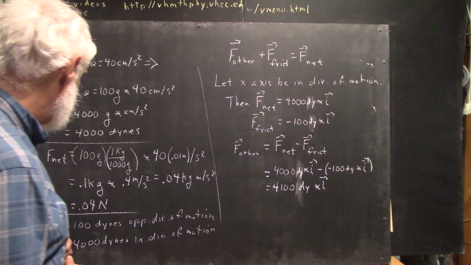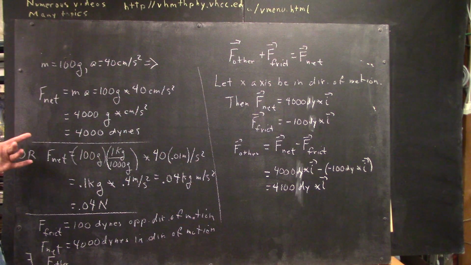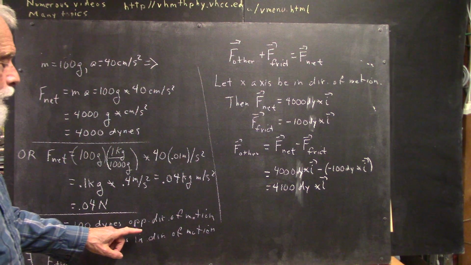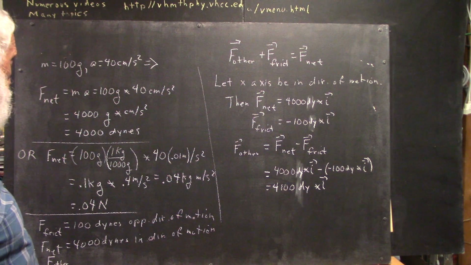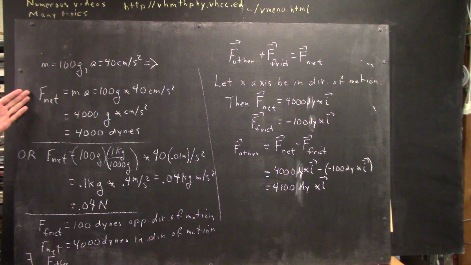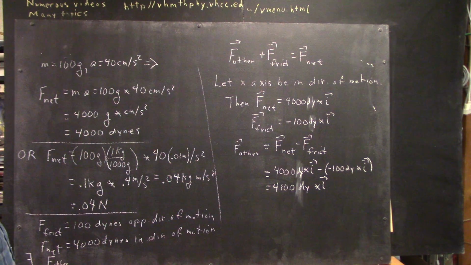Okay, the next question. It's the same situation, the same object, but now we're told that you have a frictional force of 100 dynes in the direction opposite of the motion. Okay? So now we know one of the forces that contributes to this net force. It's 100 dynes in the direction opposite motion.